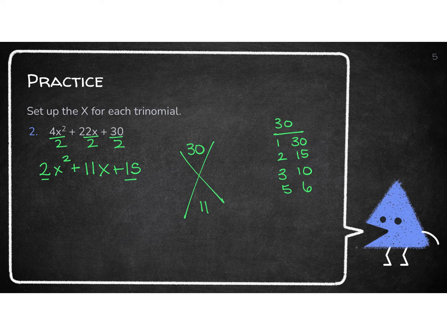Looking at the pair that would add to 11, that would be 5 plus 6. So I have 5 and 6. And what that tells me to do, remember, is just split that 11x up. So I still have 2x squared plus 5x plus 6x, and then I still have my plus 15.